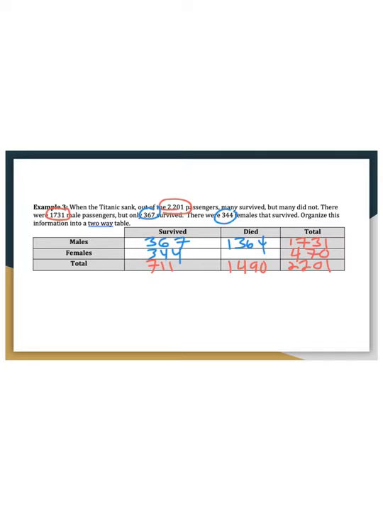And then for my last joint frequency, again, I'm going to take my sum for the row, and I'm going to subtract one of my joint frequencies. So 470 minus 344 is 126. And then we can just double check to make sure that things work out. I can add my joint frequencies to make sure I get my marginal frequencies. I can add the marginal frequencies from my two columns to make sure I get my total amount for passengers. But now that we have this filled out, we can go ahead and answer more questions if we had any.